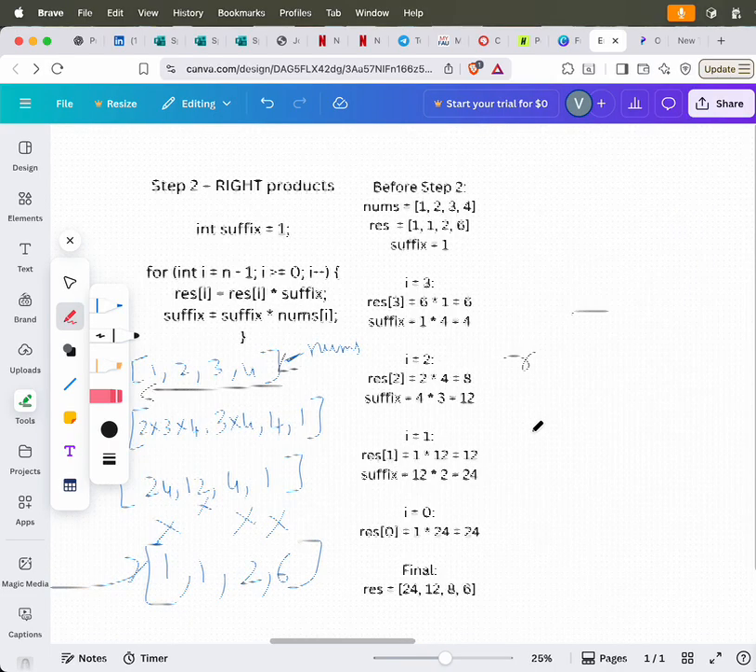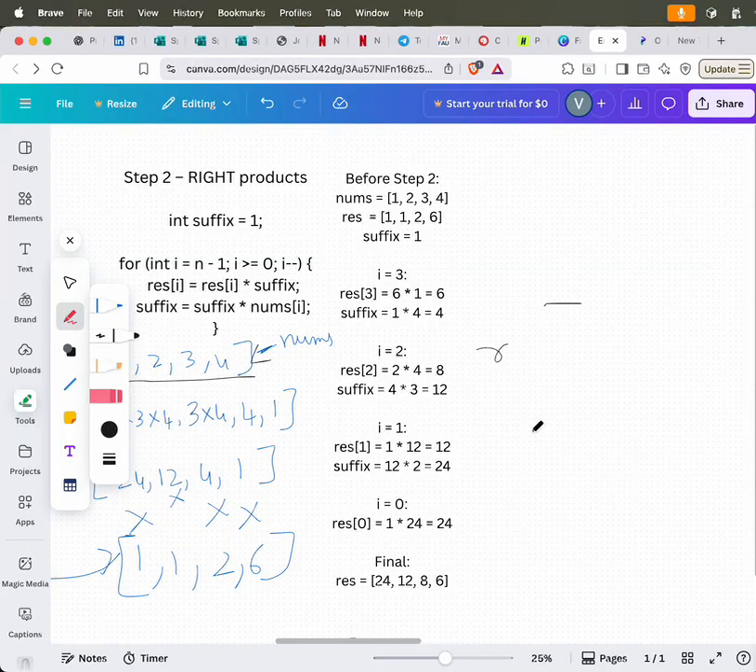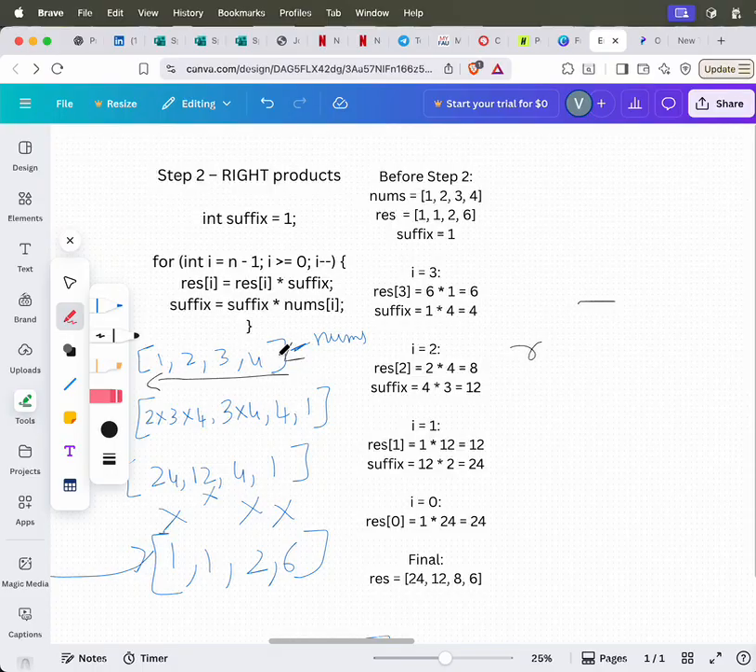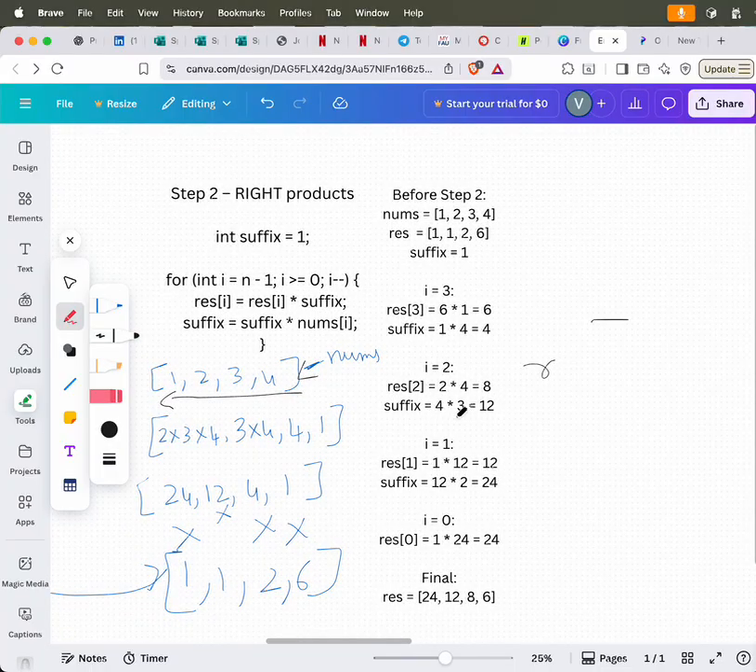So when you see this dry run of step two with the same example, we have 1, 2, 3, 4, right? Then res equals 1, 1, 2, 6, which we had previously. Then suffix equals 1. Then we go from right to left. When I equals 3, res of 3 equals 6 into 1, which is 6. And the suffix is 1 into 4, which is 4. So we are just following this code, okay? When I equals 2, res of 2 equals 2 into 4, which equals 8. Suffix equals 4 into 3, which equals 12.